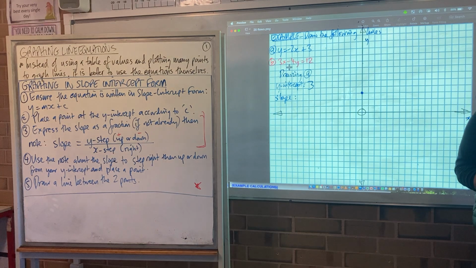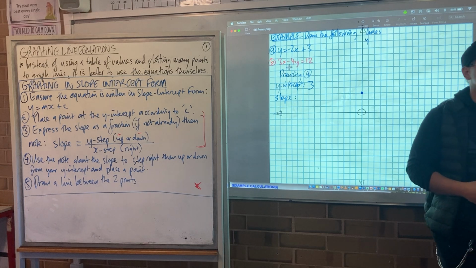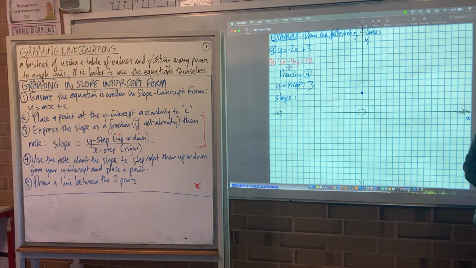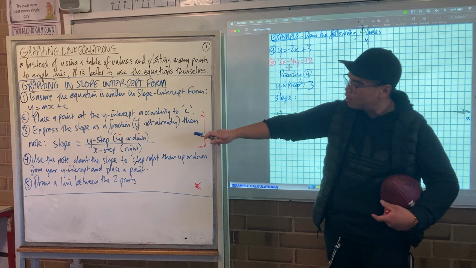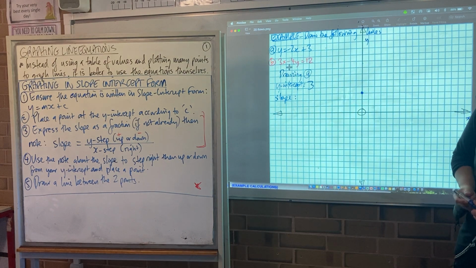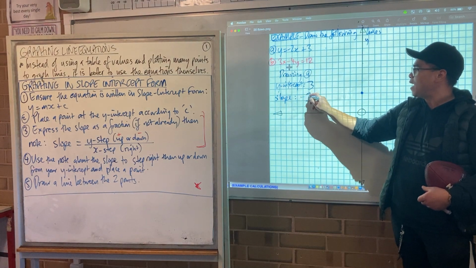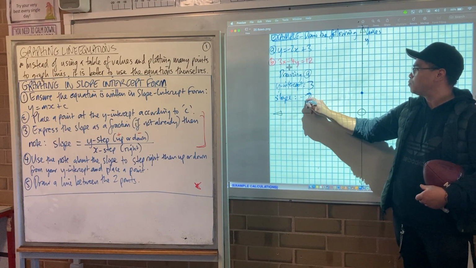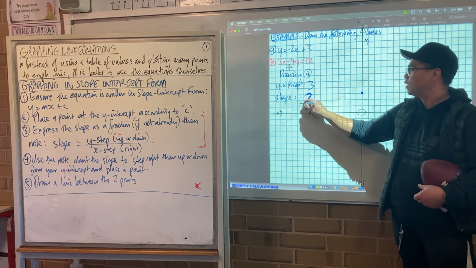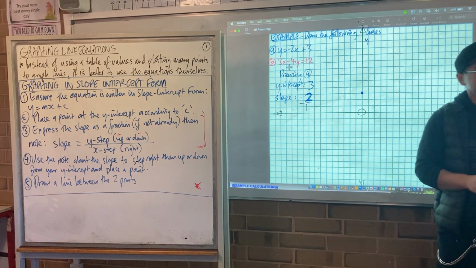Can I draw a line yet? No, why? I don't know what direction it goes. All I know is it goes through there. So then I look at the slope. So you do my note for 3. Express the slope as a fraction if it's not already. Right now it's -2. So it's a whole number. But any whole number I can express as a fraction by putting it over 1.